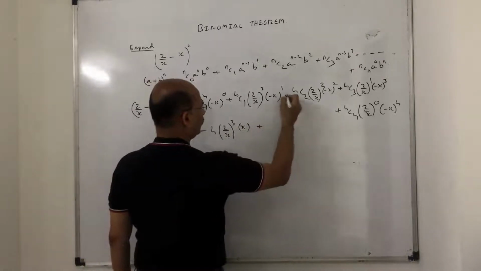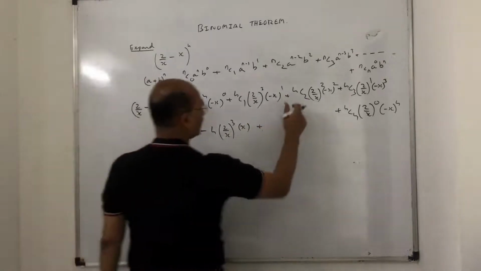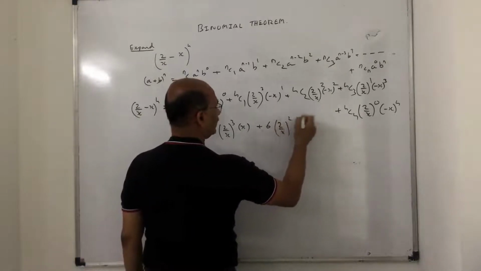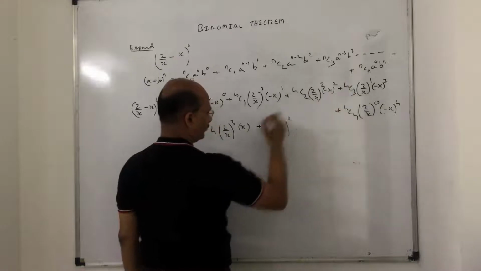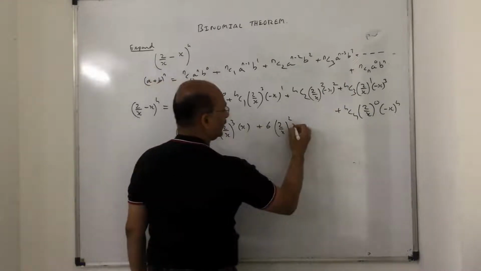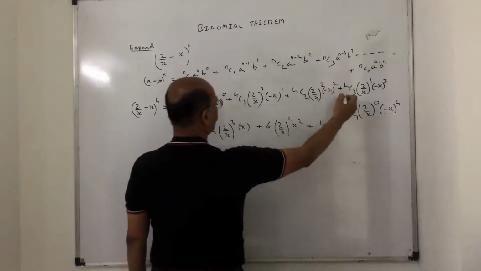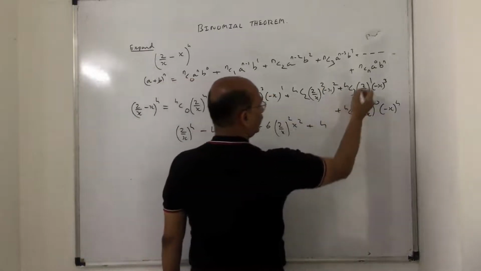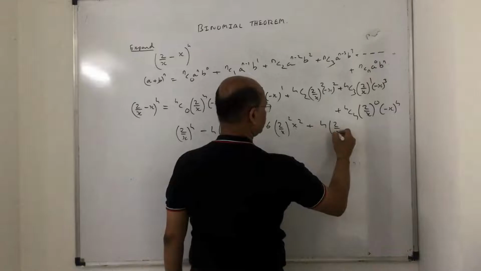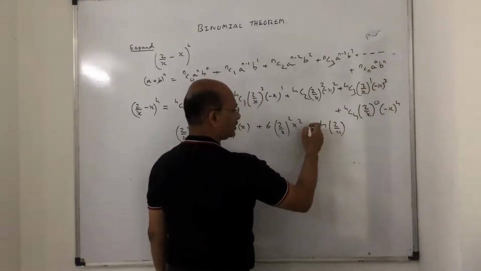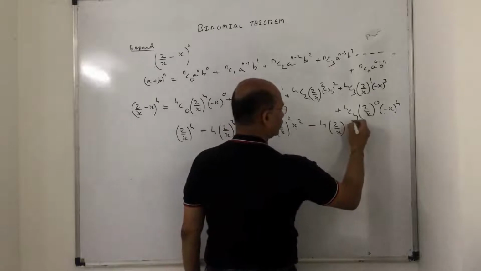Similarly, plus 4c2. 4c2 will be 6, so 2 by x whole square. And this minus square is positive, so positive means positive, and this will become x square. Plus 4c3, 4. 4c3 and 4c1 will be same. 2 upon x raised to 1. And minus cube. Now minus cube is negative, so take this negative sign here. So this is x cube.